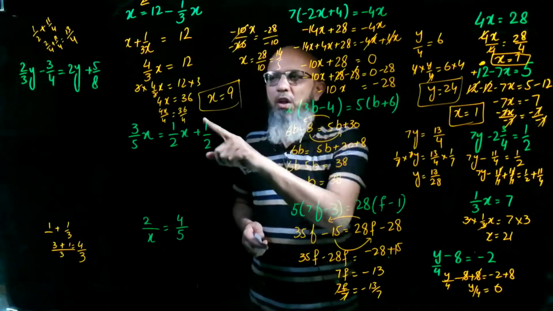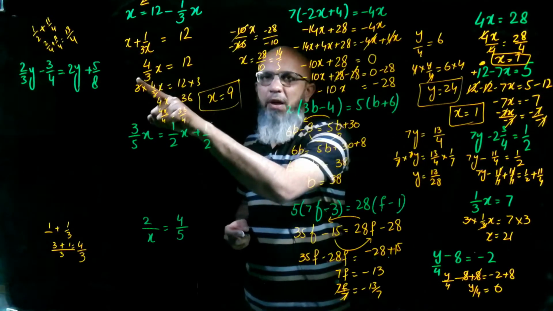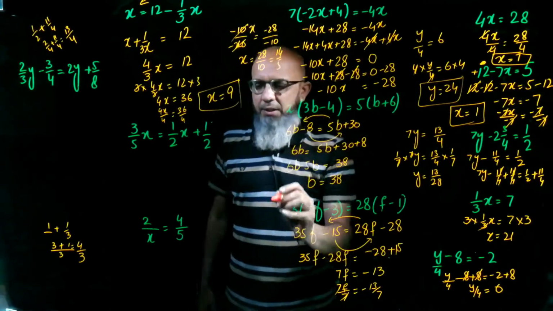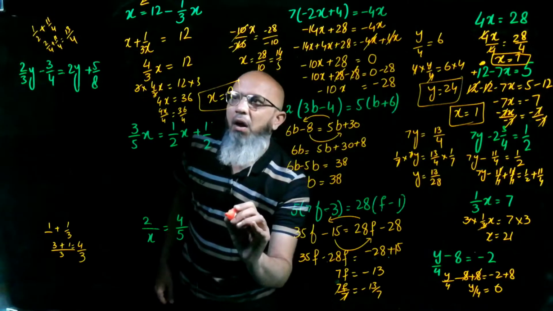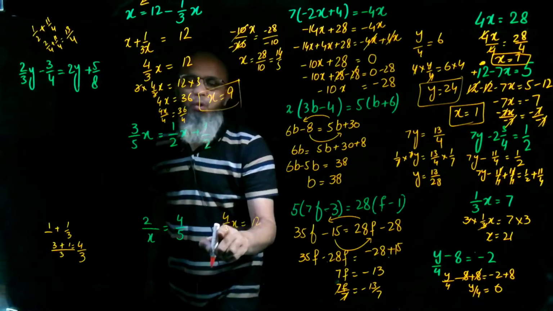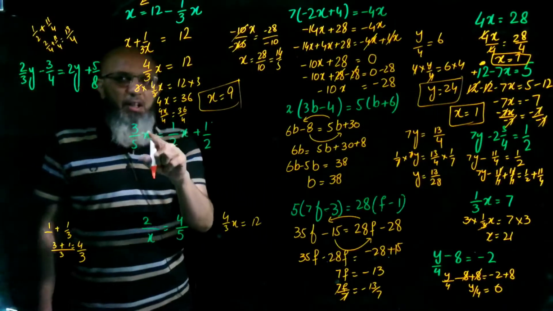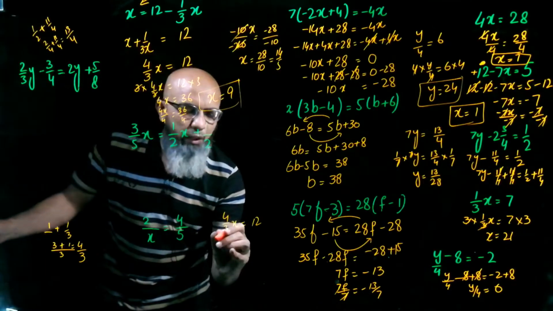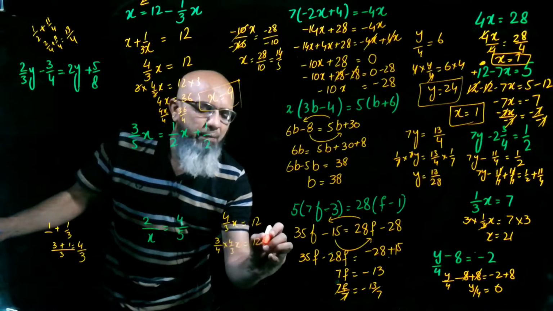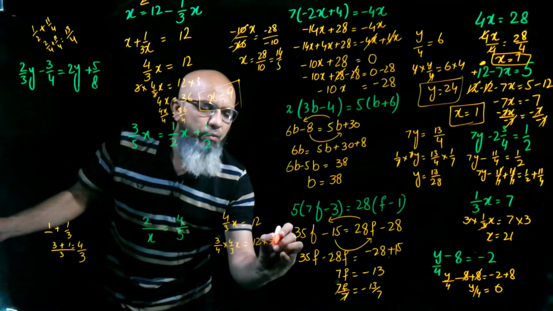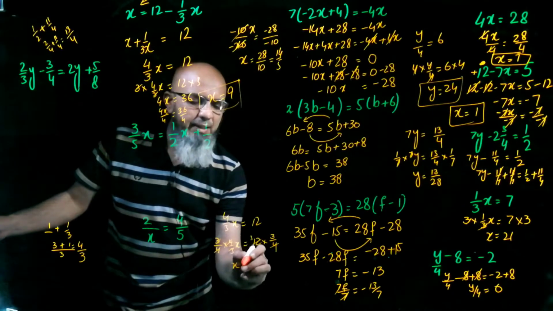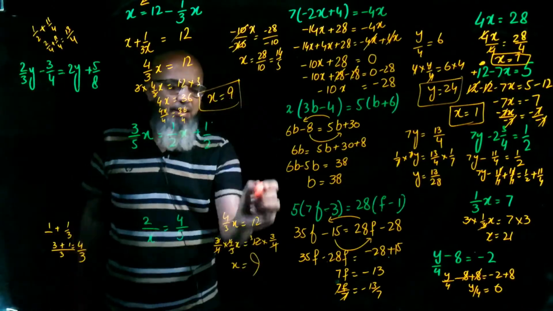The other way I told you, you will multiply with the reciprocal of this value, that comes in one step. Look here, 4 over 3x is equal to 12. So what is the reciprocal of 4 over 3? That is 3 over 4. So multiply by 3 over 4 on both sides. 3 over 4 multiplied by 4 over 3x is equal to 12 multiplied by 3 over 4. So this 4 cuts, this 3 cuts, and x is equal to 3 3s are 9. We get the same answer.